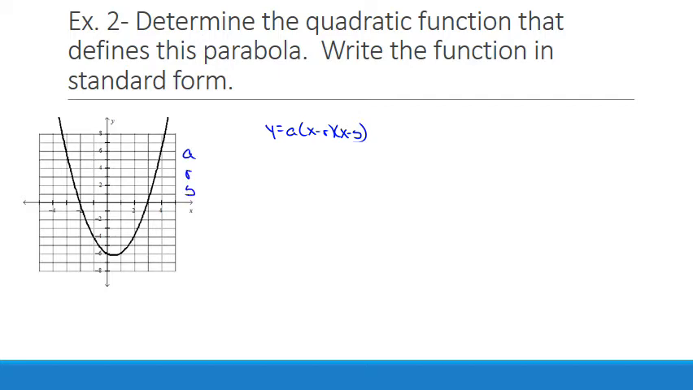Remember, A, R, and S are the values you want to fill in if you're just completing factored form. We can find the intercepts from looking at the parabola, but I can't determine the A value. I'll need to solve for that. So that's why I need the X and Y value.